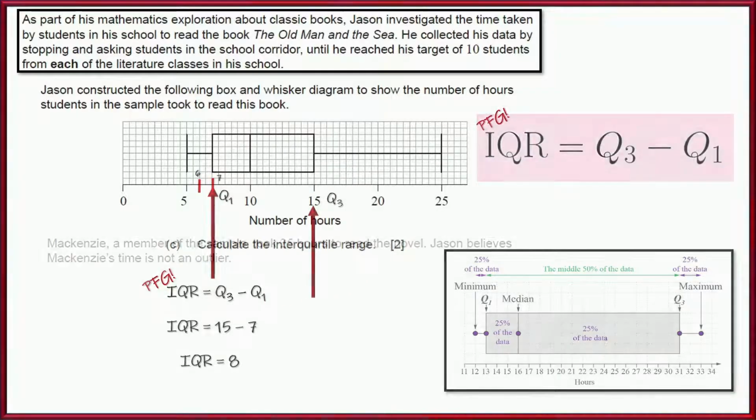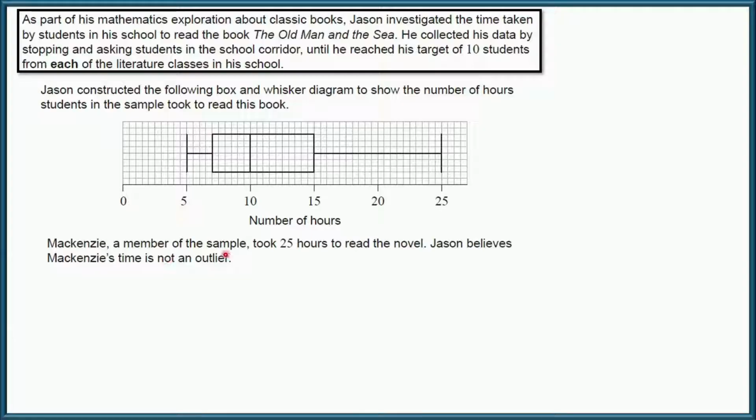All right. So next up, Mackenzie, a member of the sample, took 25 hours to read the novel. Jason believes Mackenzie's time is not an outlier. All right. So now I set it up so I couldn't mess up and violate my own rule. I had to read the context before the question because now there's the question. So determine whether Jason is correct. Support your reasoning. 4 points. That's a lot.